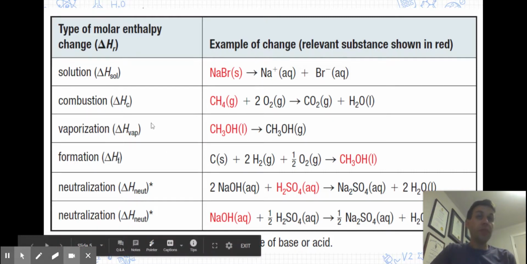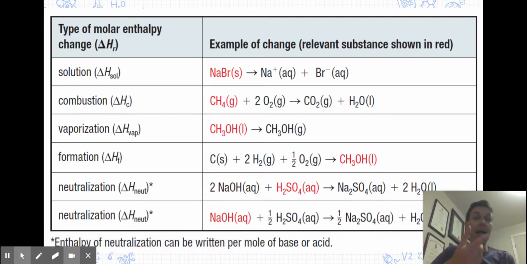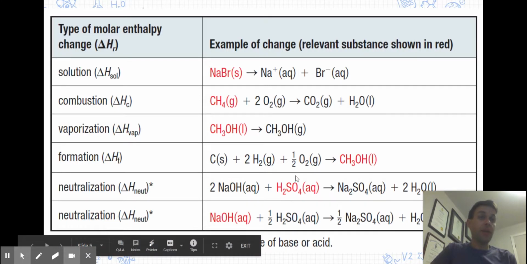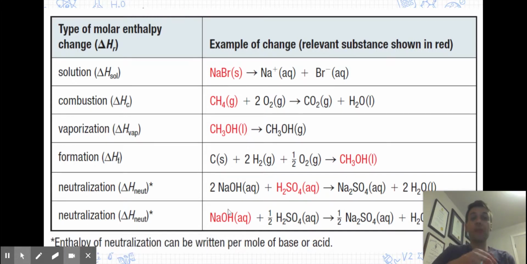We can have molar enthalpies or heats of neutralization as well, the energy change associated with an acid-base neutralization reaction. And for those reactions, we can reference either the acid, so in this first example, in red, we have sulfuric acid, and it's referenced per 1 mole of the acid. And in the second example, we've balanced it in a different way so that we end up with 1 mole of the base. So this would be per mole of the base.